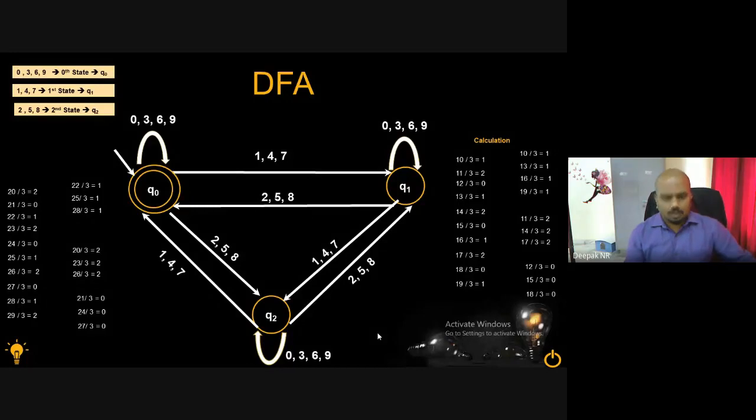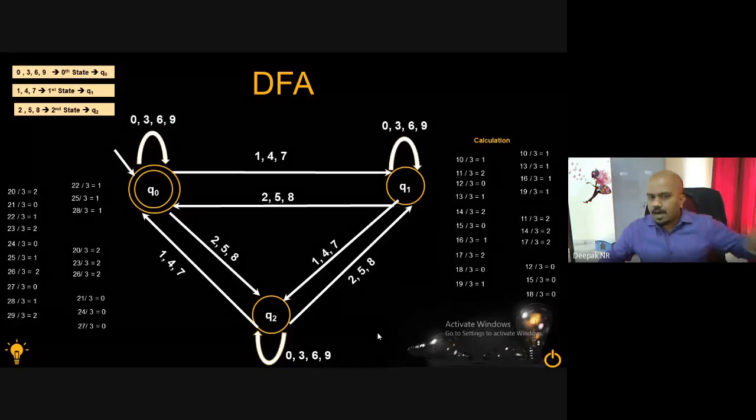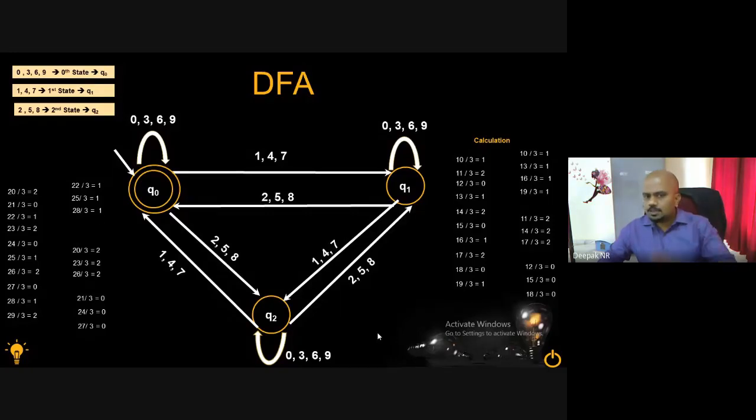Now again I will cross check whether the given DFA is a perfect DFA. How to cross check the perfect DFA? I check a state. In that state all the symbols must be used. The symbols are 0 to 9. I'll go to a state called Q0: 0369, 147, 258. Yes, all have been used. I'll go to a state called Q1: 0369, 147, 258. Yes, all have been used. I go to a state called Q2. Again, I'll check 0369 has been used, 258 has been used, 147 has been used, and hence I call this a perfect DFA diagram.